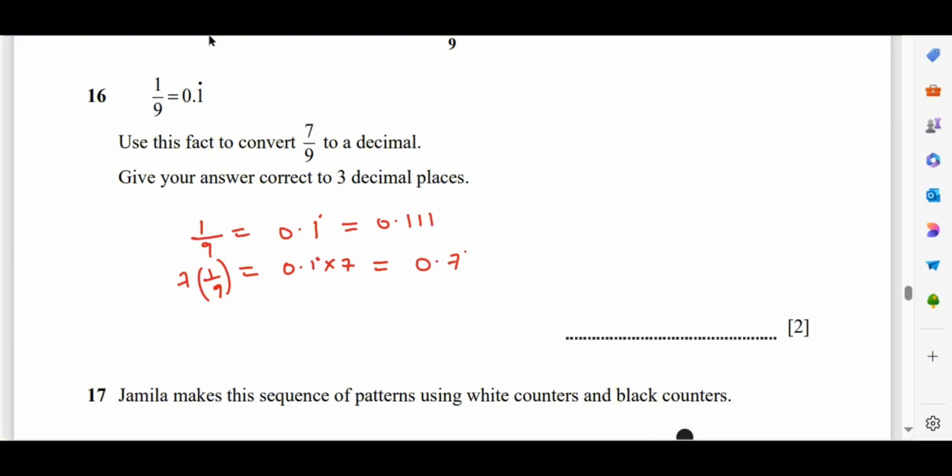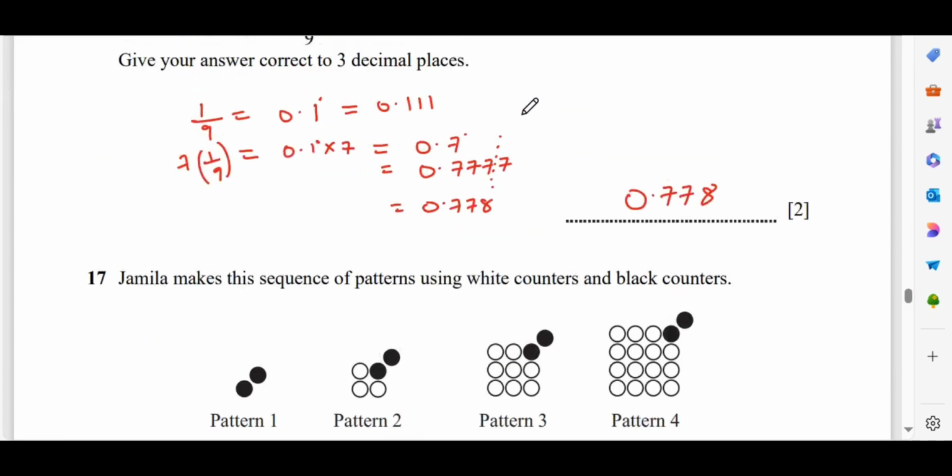Now this one here simply means 0.7777. And when you take the 3 decimal places, you're going to have 0.778. Don't give us 0.7 recurring. So please don't leave your answer in 0.7 dots. That'll just give you 1 mark. You need to give a clue of what is happening.